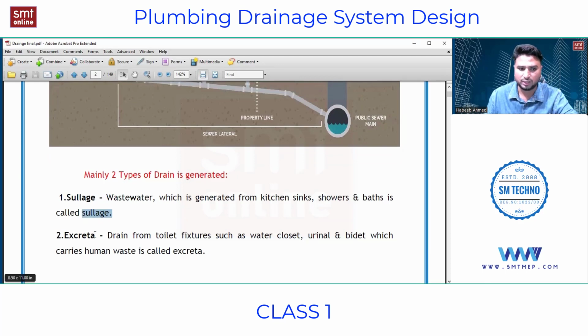Second is excreta. This is one more drain. Excreta is the drain collected from the toilet seats, that is, from the WCs, urinals and bidets. In simple words, the drain coming out from a WC, urinal and a bidet, which contains human waste, is called excreta. Remember this. So these are the two types of drains generated in general.